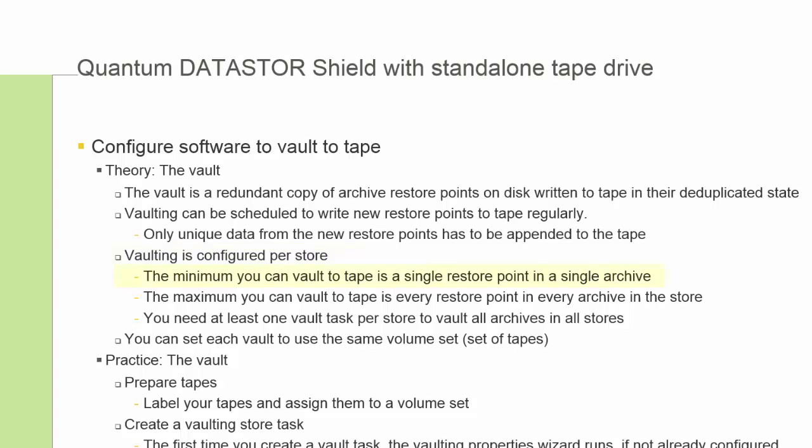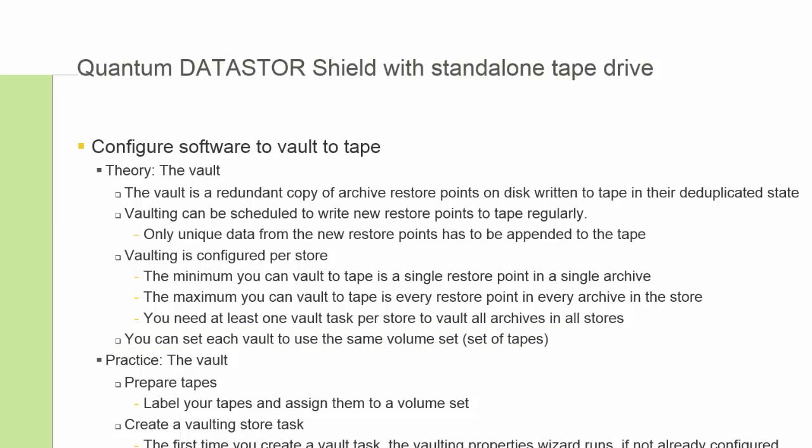The minimum you can vault to tape is a single restore point from a single archive. The maximum you can vault to tape with a single vault task is every restore point in every archive in the store. You need at least one vault task per store to vault all archives in all stores. You can set each vault to use the same volume set. A volume set is just a set of tapes.